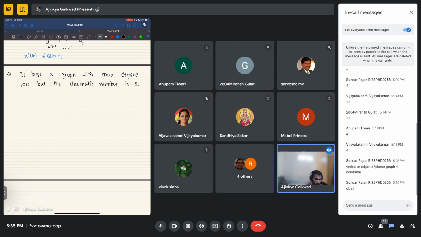Now my question is this: is there a graph with maximum degree 100, but the chromatic number of such a graph is 2? Can such a graph exist? If you think this is possible, put +1. If you think this is not possible, put -1.